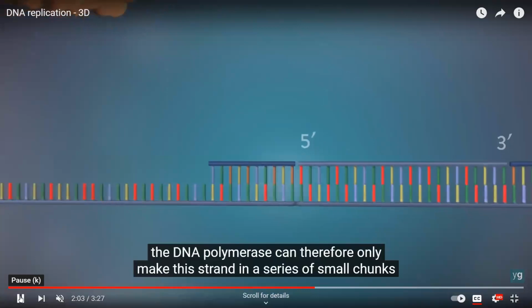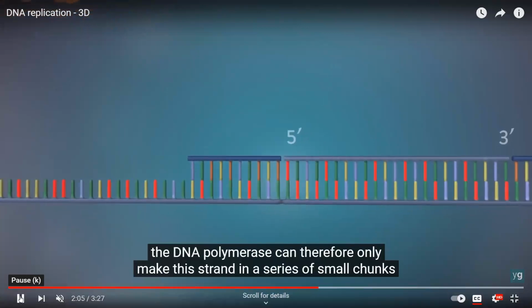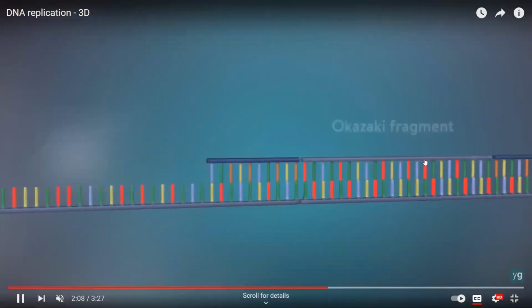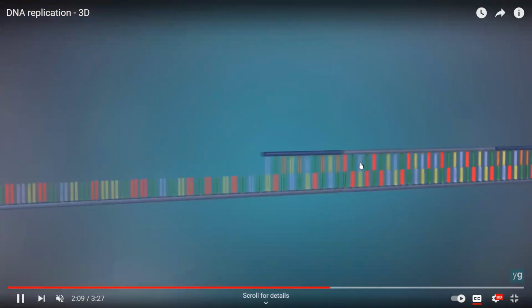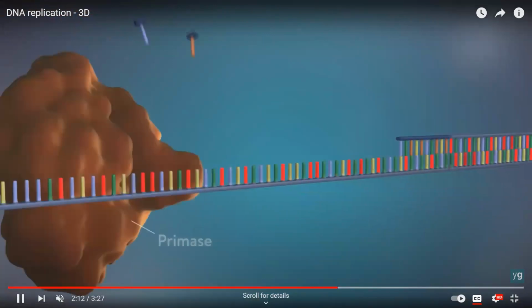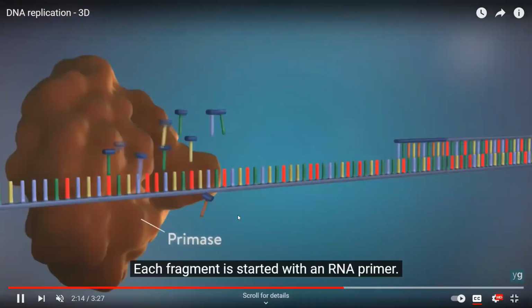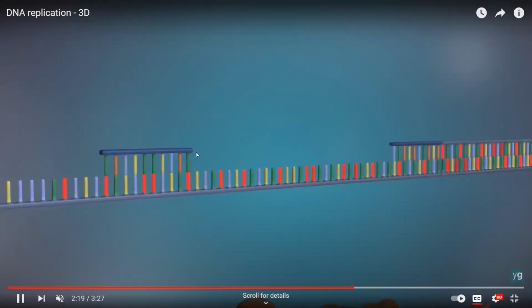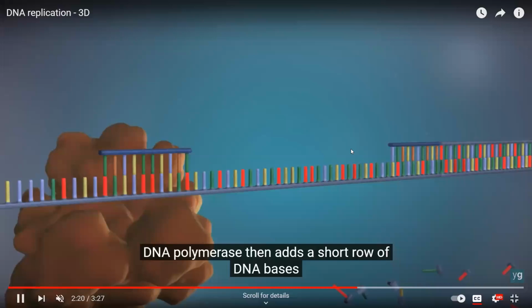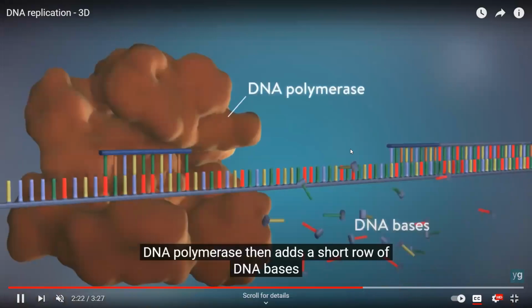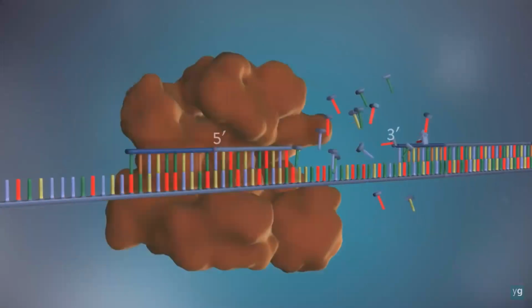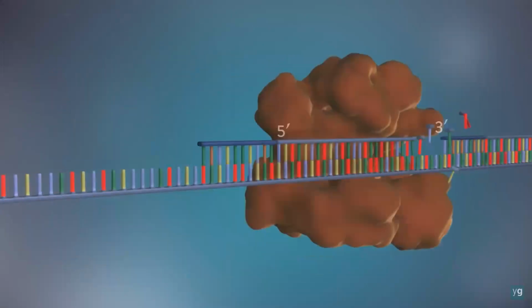As you can see here, as I mentioned, these are the Okazaki fragments, and later on, these Okazaki fragments are joined. You can see that each fragment starts with an RNA primer. The dark blue are the RNA primers, and the new chunks of DNA, which the DNA polymerase joins in the 5 prime to 3 prime direction, are the Okazaki fragments.